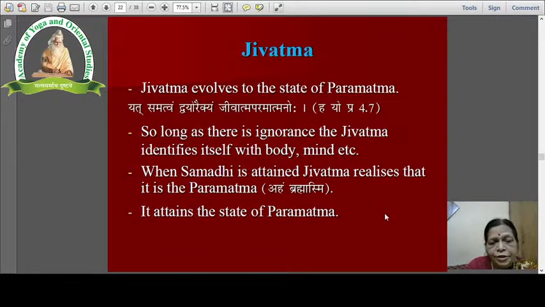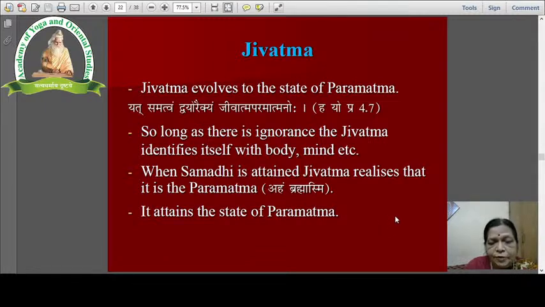What happens to Jivatma? Jivatma evolves to the state of Paramatma. "Jat samattam doer aikyang Jivatma Paramatmana." Now Jivatma and Paramatma become the same. That means the Jivatma becomes the Paramatma. He is evolved to the state of Paramatma.